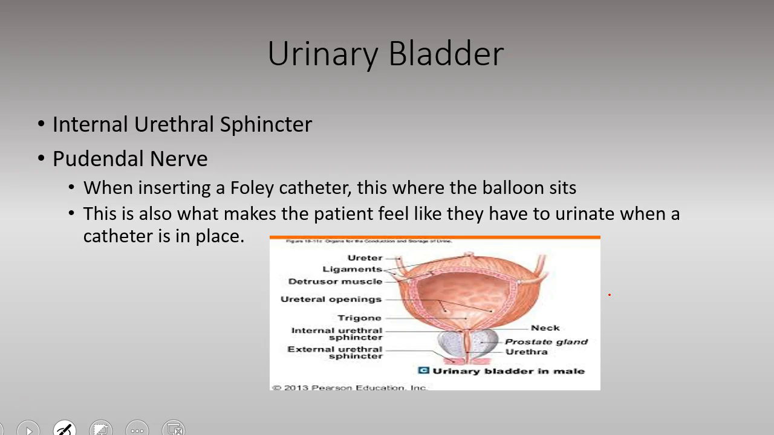That pudendal nerve is where the actual balloon of the catheter sits, and because of that, it makes them feel as if they have to constantly urinate. So for the ones that are really confused or are trying to get out of bed every 5 minutes because they're like, I gotta go, it's really because that balloon sits right there at that nerve. It doesn't actually irritate it, it just gives them the false sense that they have to urinate.